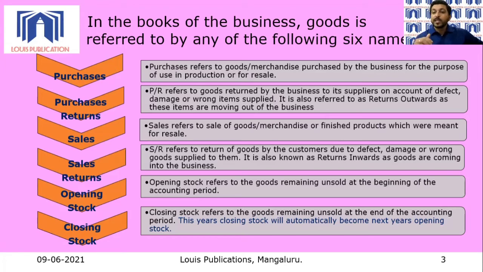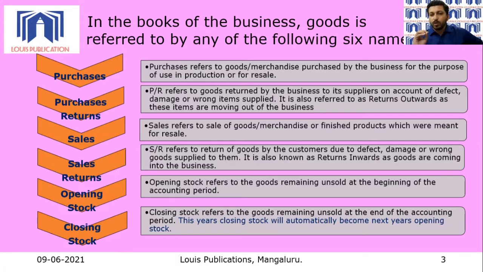Next, we talk about sales returns. We are selling goods to our customers. The customer finds that there is some defect, there is some damage, or wrong goods have been supplied to them. So in that case, the customer can return the goods back to our business. And since the goods, when the customer is returning, are coming into our business, we refer to such returns as returns inwards, because goods are coming into our business. So it is called returns inward.